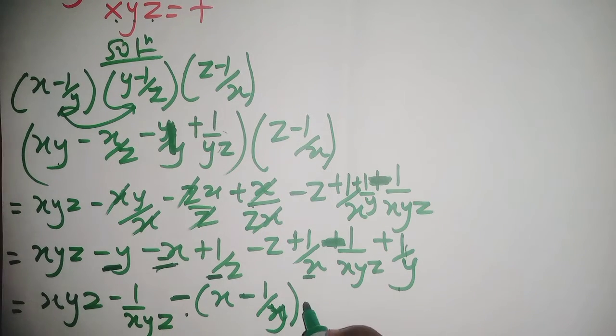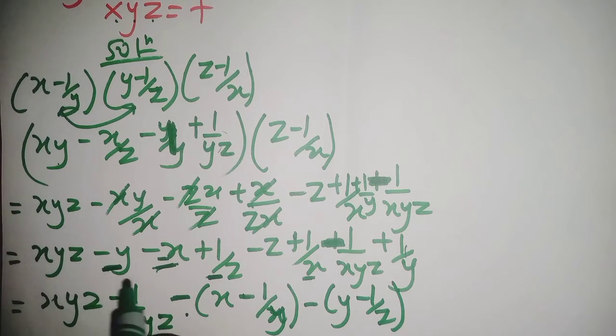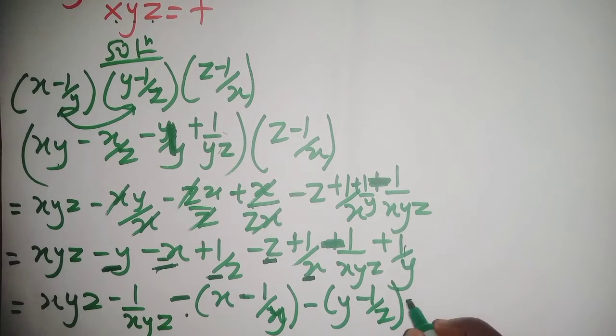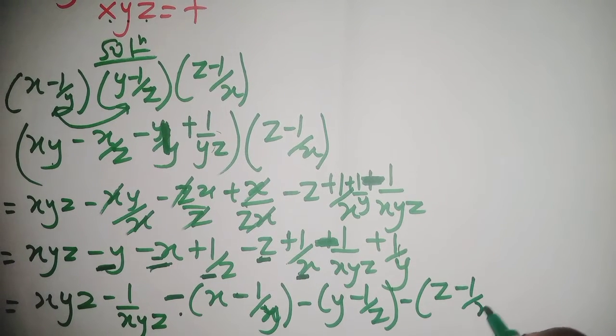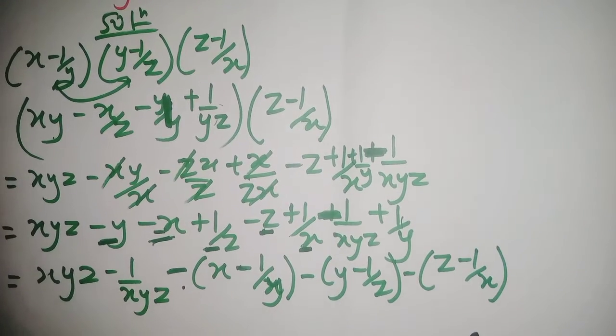Remember y is negative, so negative outside, y minus 1 over z, and then the next one is z minus 1 over x, which is the one we are looking for, so minus that, z minus 1 over x outside also. So we realize that we've grouped like terms nicely here. Now remember, it has come out the way we want.